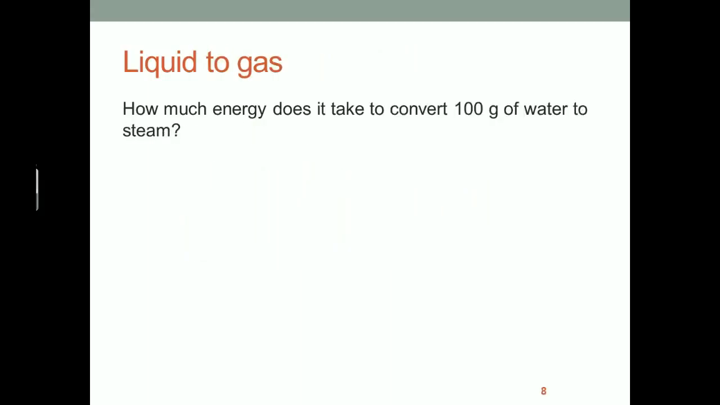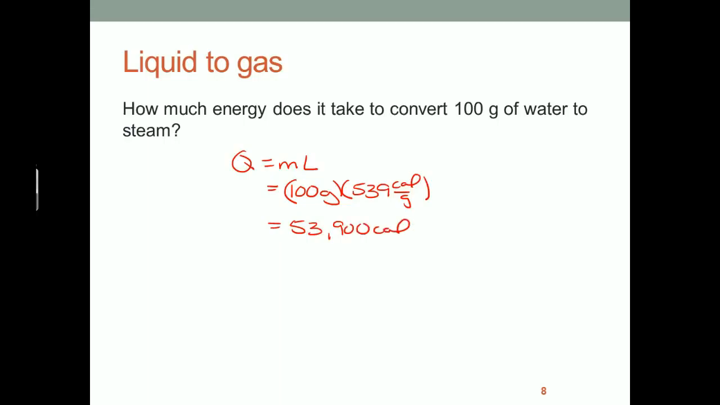And for our third step, we are going to convert to steam. So that again is the latent heat formula, Q equals mL. It's still a 100 gram sample. In this case, the latent heat is 539 calories per gram. And when you multiply those together, that's 53,900 calories. Because this was our third step, I'm going to call it Q3.